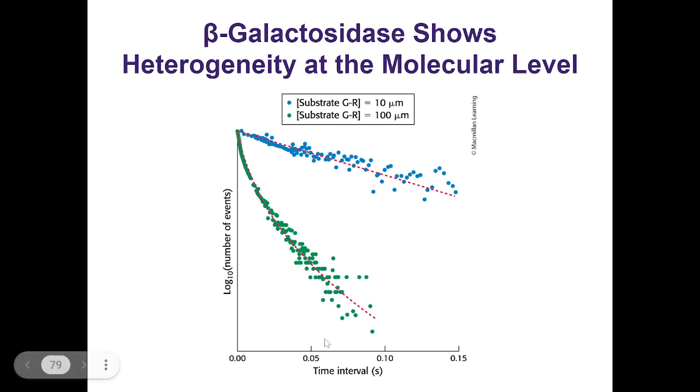Okay, so this then is the time interval. And what we see here is, again, if we put more substrate in, what would you expect the speed of this reaction to be like? Shorter time intervals, right? We'd expect more events per time interval. And that's what we see. And we see a pretty clearly logarithmic relationship, right?